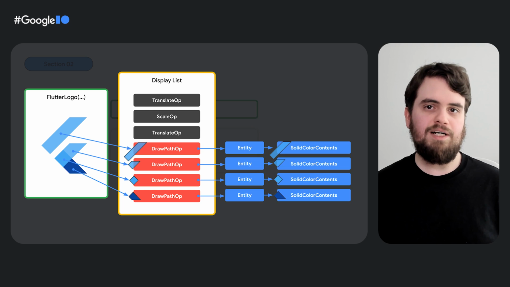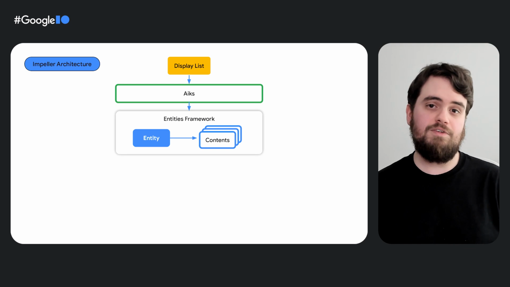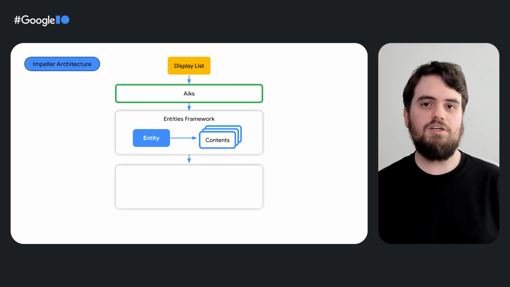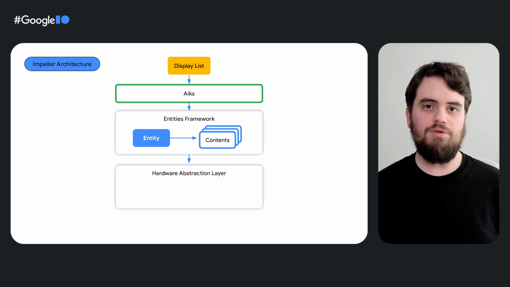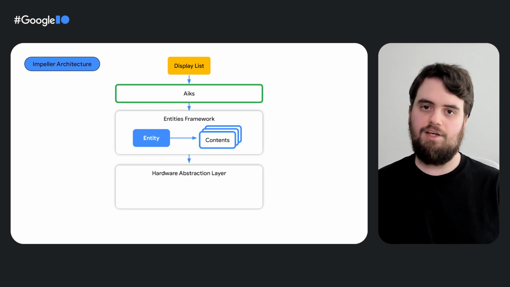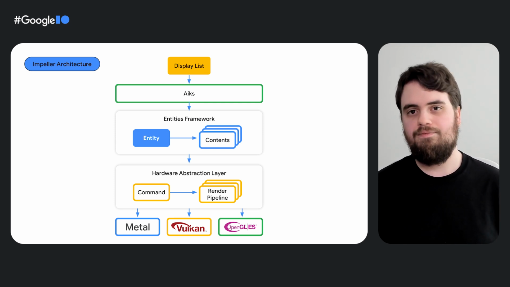Now, we need to spell out these instructions in a way that the GPU can understand. Because Flutter apps can run on a bunch of different platforms, Impeller needs some kind of translation layer to communicate with the GPU. This is where the layer below the entities framework comes in. I'll refer to this as the hardware abstraction layer. This layer is just a thin abstraction that talks to the graphics driver through various standard graphics APIs, like Metal on iOS and Vulkan on Android.